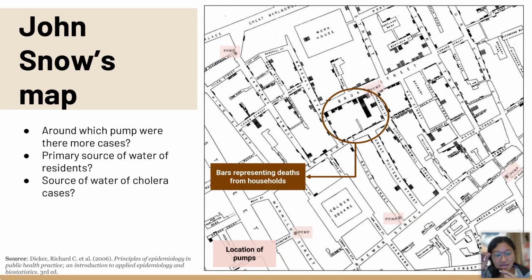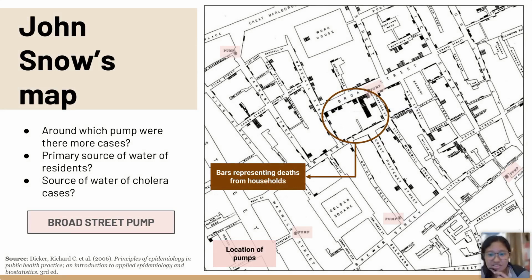So let's begin examining the map. The bars that we can see per area represent the deaths from the households. We can also see here that the locations of the pumps are noted. Now I have listed here some of the questions that Snow tried to answer during his investigation. And the answer to all of these questions singled out a specific pump, which is the Broad Street pump.